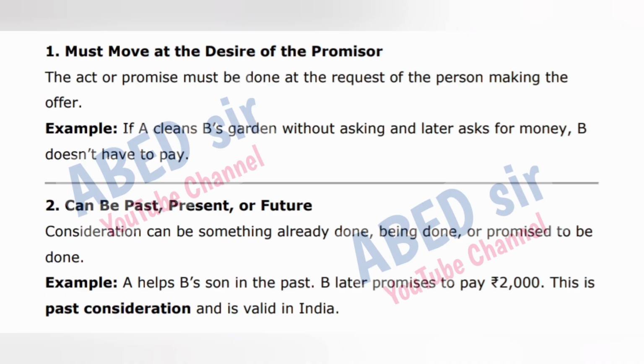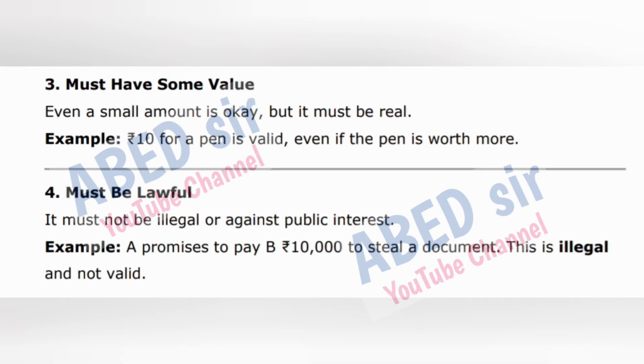2. Can be past, present, or future. Consideration can be something already done, being done, or promised to be done. Example, A helps B's son in the past. B later promises to pay 2,000 rupees. This is past consideration and is valid in India. 3. Must have some value. Even a small amount is okay, but it must be real. Example, 10 rupees for a pen is valid, even if the pen is worth more.